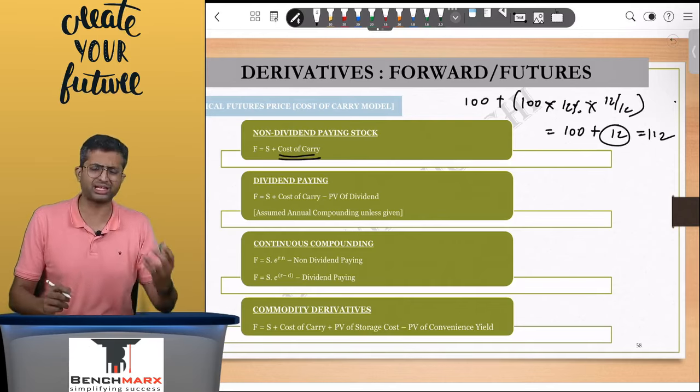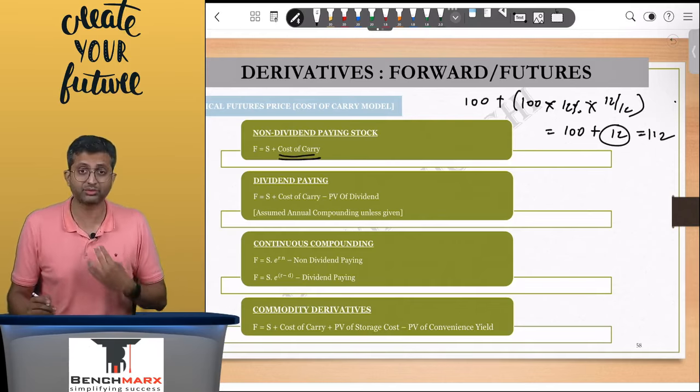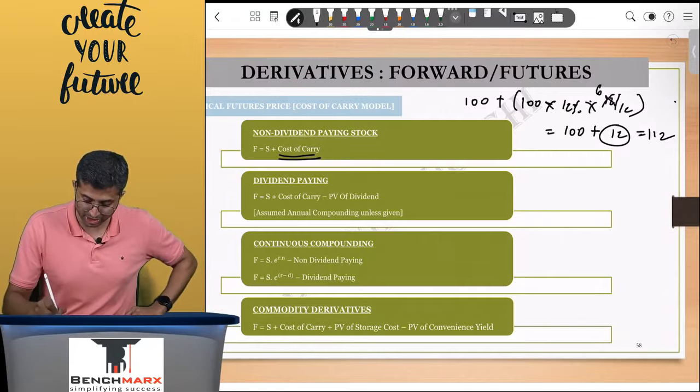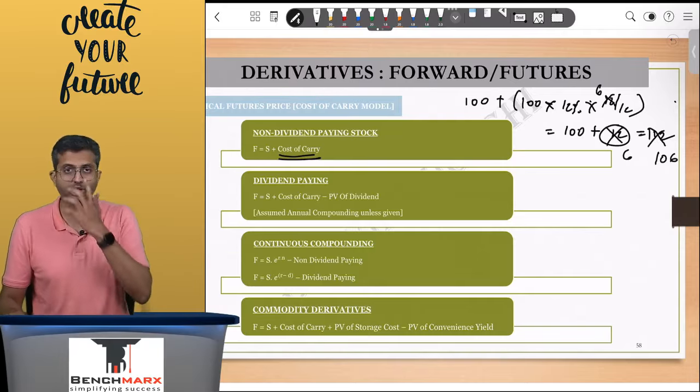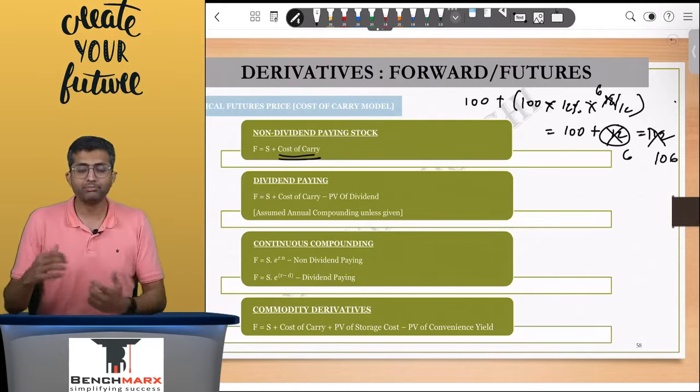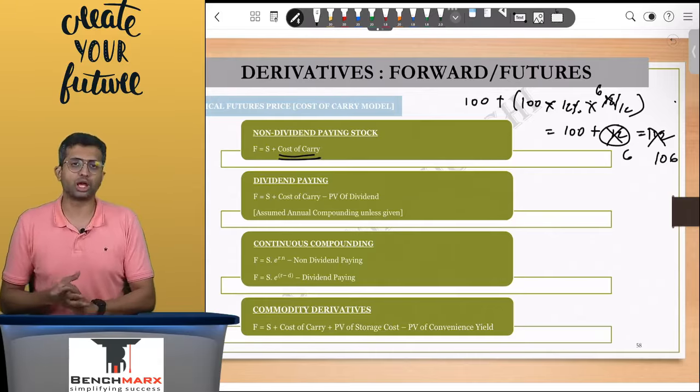Now this cost of carry depends on the time frame. So for example, if the time frame over here is 6 months, then you will do 100 into 12% into 6 by 12, in which case this will be 6, and hence the theoretical futures price has to be 106. Sir, what if it is not 106? Well, it will give rise to an arbitrage opportunity.